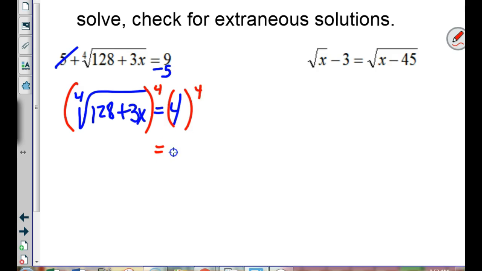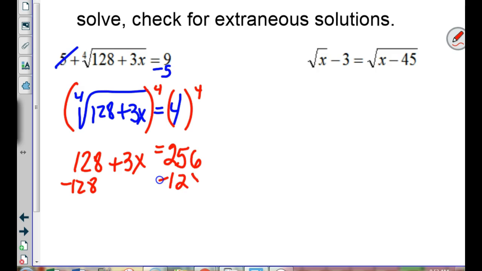256, maybe? Somebody check me on that side. Okay. And on the left, we just get 128 plus 3x. Then we subtract 128. Does that leave 128? And then we divide by 3, and I don't think that's going to be nice. I'm just going to write 128 over 3. Is that what it is as a fraction if you do a math enter? Okay, you don't want a decimal because it's not going to be exact.